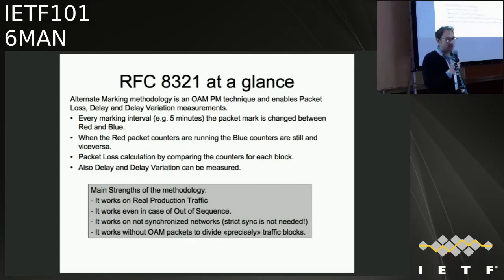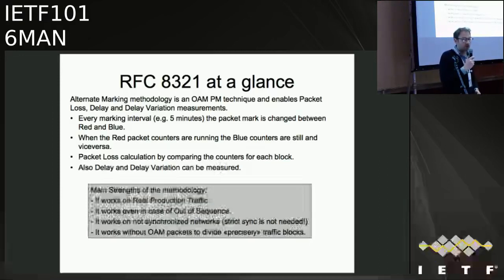What are the main strengths? The main strength of this method is that it works on real production traffic, so there is no injection of synthetic traffic. It works also in case of out of sequence. So if you have reordering at the edge of a batch, you can overcome this problem because you can take the counter in the middle of the following interval, so you don't have any out of order issue.